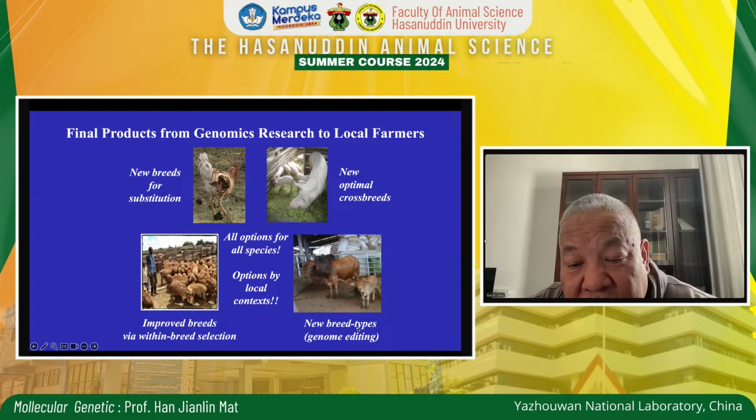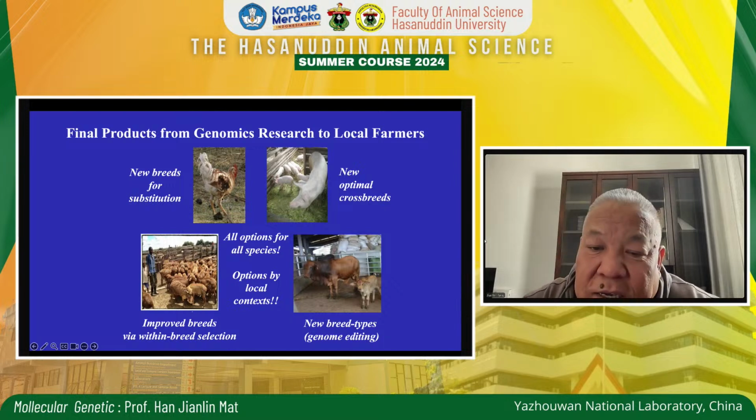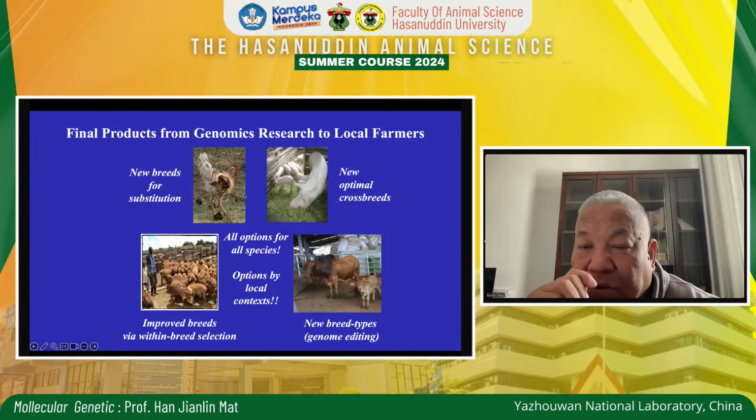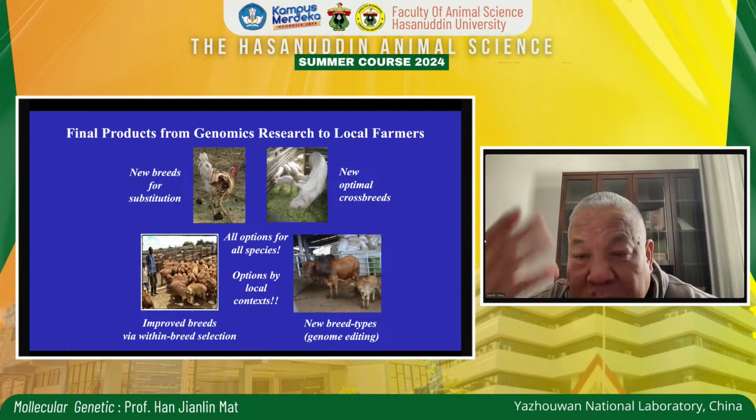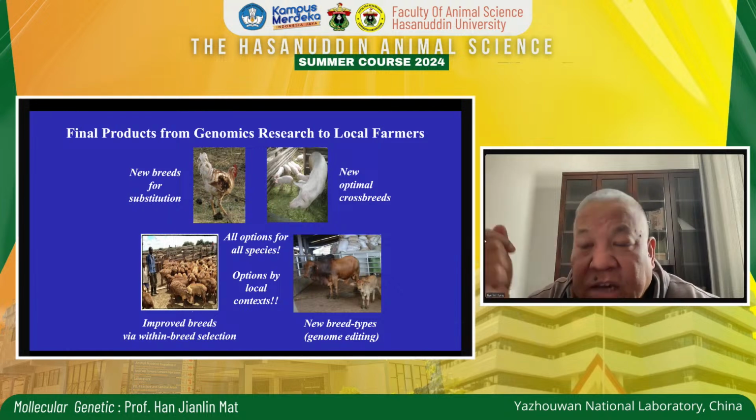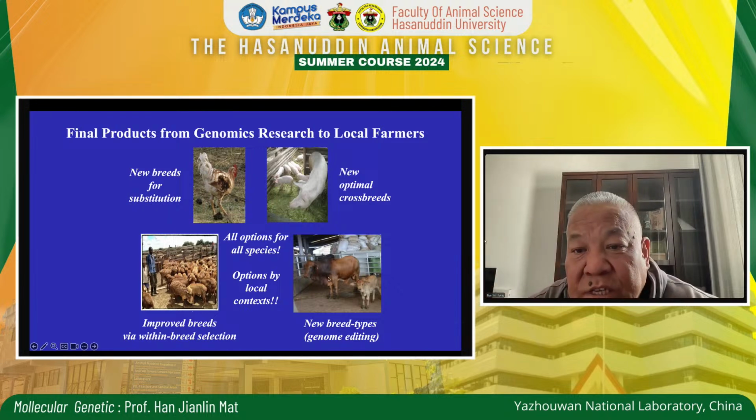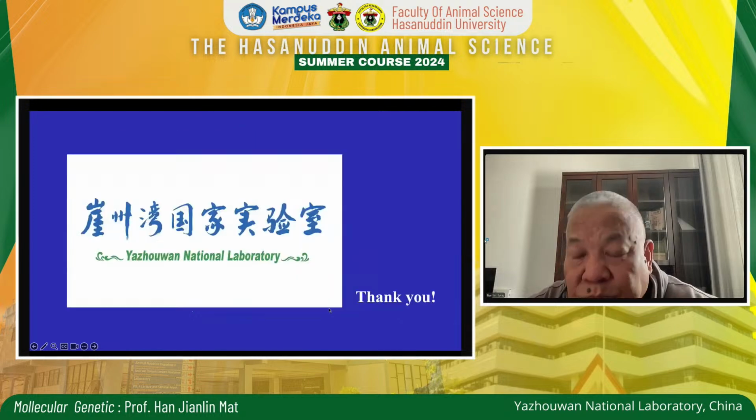This is really the latest tool we are using at the moment, because we can create a unique animal in one generation, which is different from other traditional breeding programs, which may take 3, 5, 10 generations, 10, 20 years of time to come up with a new population, a new genotype.